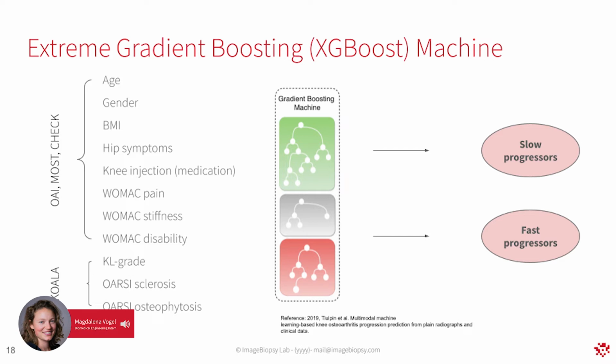We used the numeric data which is listed on the left side. Most of it we took out of the studies OAI metadata. And we as well had some radiographic information out of KOALA, the KL grade, the OARSI score of sclerosis, and osteophytosis. And with this the XGBoost model could predict between slow and fast progressors.